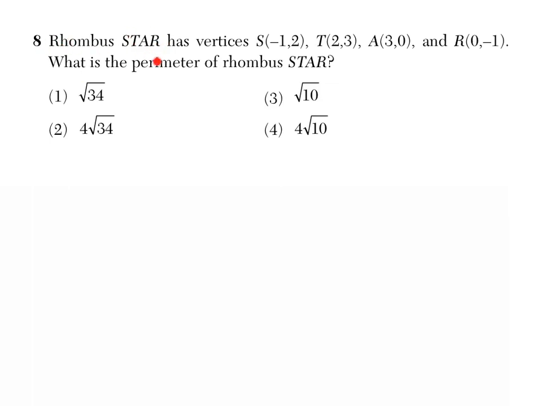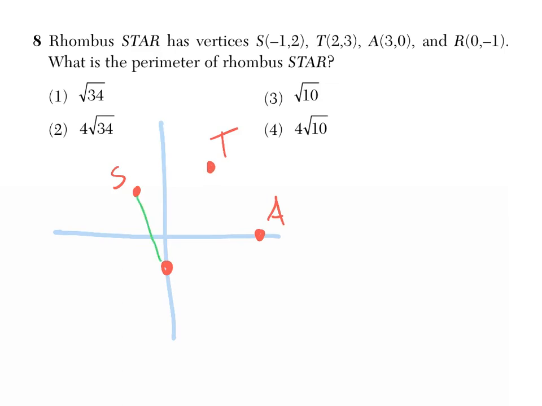Question 8 says, rhombus STAR has vertices S, T, A, and R. What is the perimeter of rhombus STAR? Well, the first thing that I'm going to do is ballpark a quick sketch of what this might look like. And I know that S is (-1, 2), so maybe right there. T is (2, 3), so approximately right there. A is (3, 0), and then R is (0, -1), so maybe right there. We're going to pretend this is a beautiful rhombus.